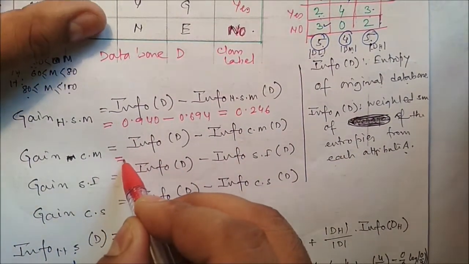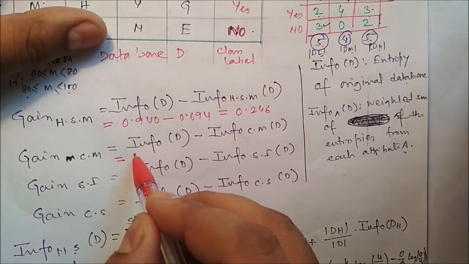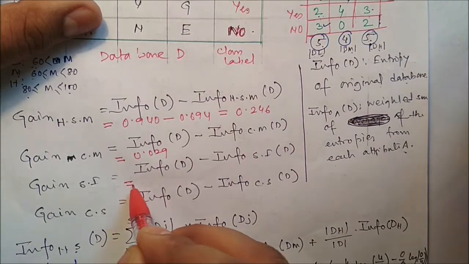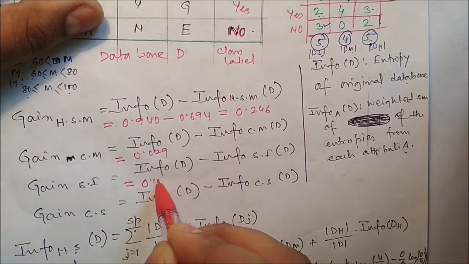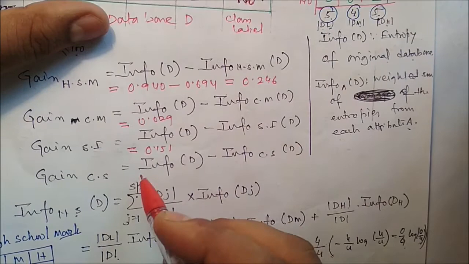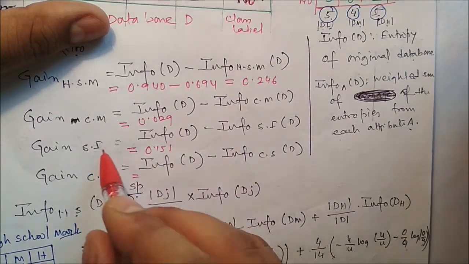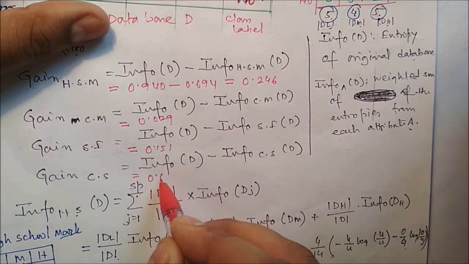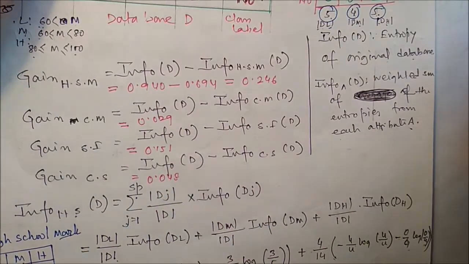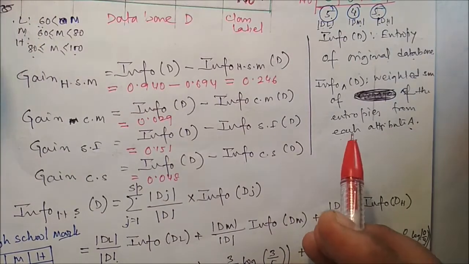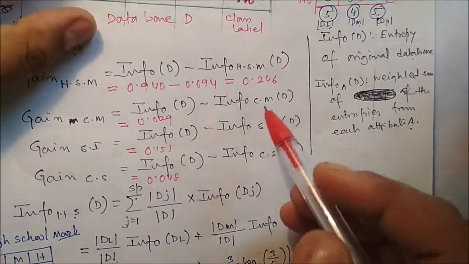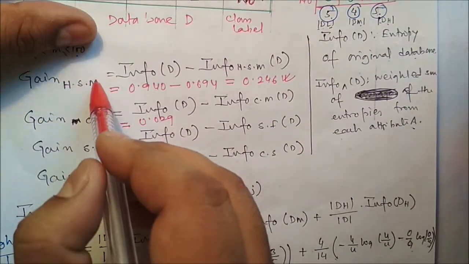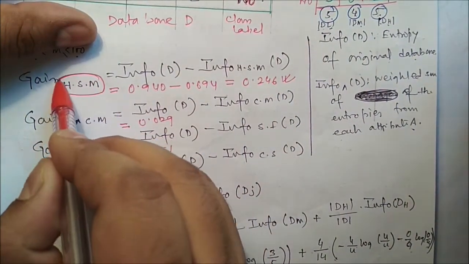So if it is college marks, the gain is 0.029. If it is communication skill, it is 0.151, and if it is sports interested, it is 0.159, and for communication skill, it is 0.048. So in this case, which is the maximum? High school marks is the maximum. So we have to select high school marks as the first splitting attribute.